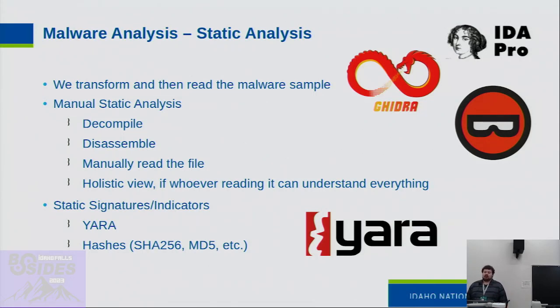Also, we have lots of static signatures out there. There's things like YARA rules, which are very popular. We also have a variety of hashes, SHA-256, MD5. There's classes of fuzzy hashes as well that are all tied back to signatures or indicators and so on.